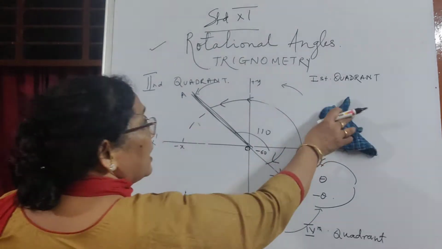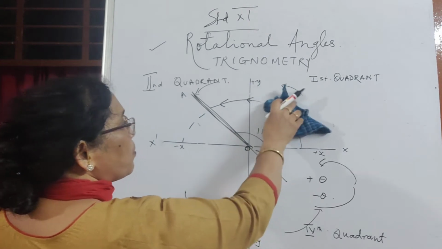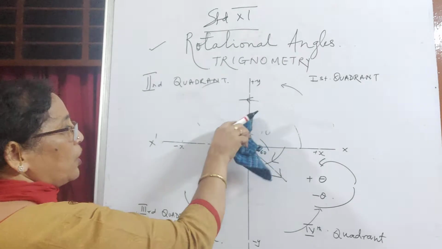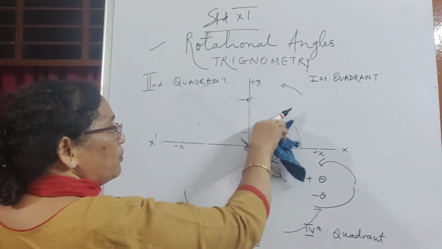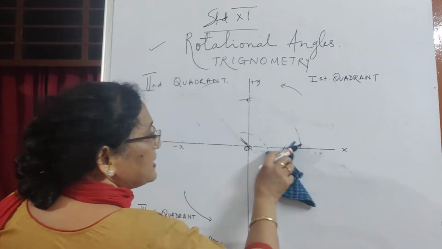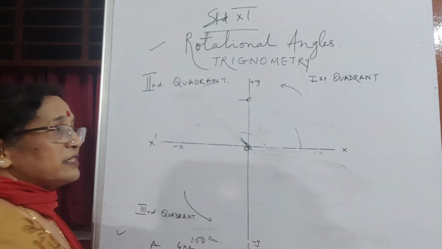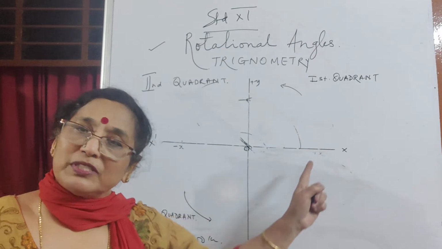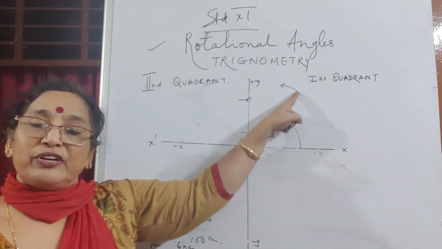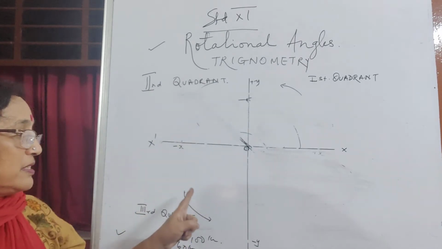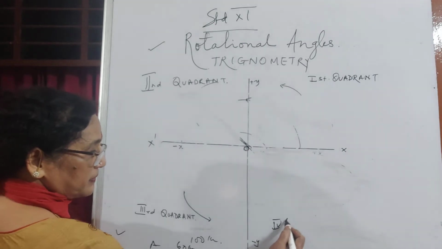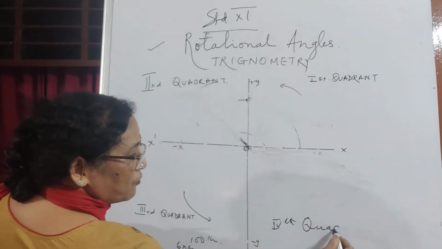So let us see now. We have seen 4 quadrants here, right? I have drawn 4 quadrants here. We take them in 2 ways. We also see the angles in each quadrant. Because we go in the positive direction, we go anti-clockwise. So this is the first quadrant, this is the second quadrant, this is the third quadrant, and this is the fourth quadrant.